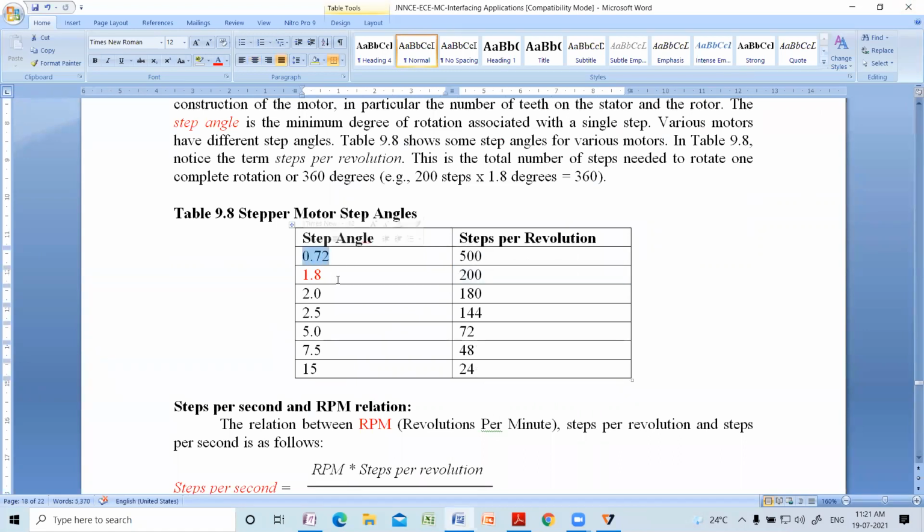If the step angle is 0.72, 500 steps. If it is 2, it is 180. If it is 2.5, it is 144. If it is 5, it is 72. If it is 7.5, it is 48. If it is 15, it is 24.